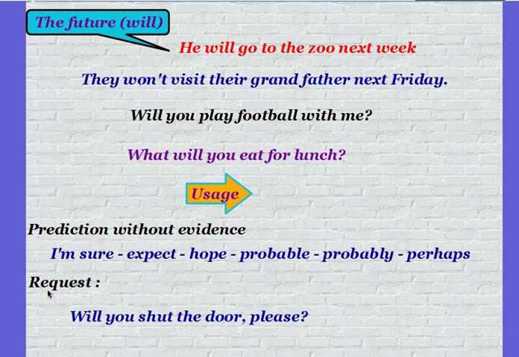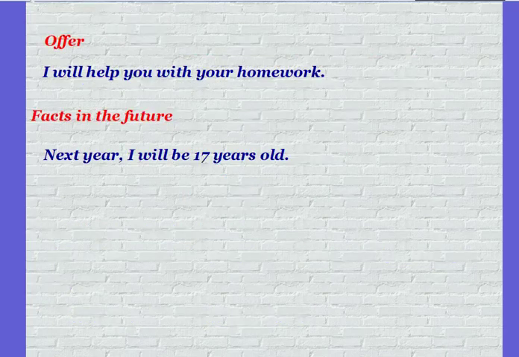And here, if I have a request, will you shut the door please? I'm asking someone to do something. It's a request. So I'm going to use will. Will you shut the door please? And if I am making an offer, it's like I'm offering something to you. I want to do something for you. So I'm going to say, I will help you with your homework. Okay, I will help you with your homework.